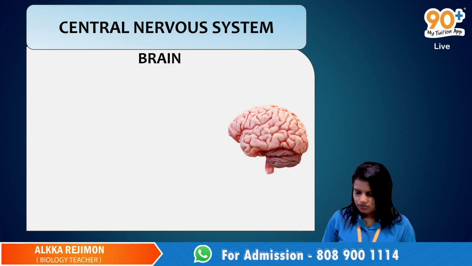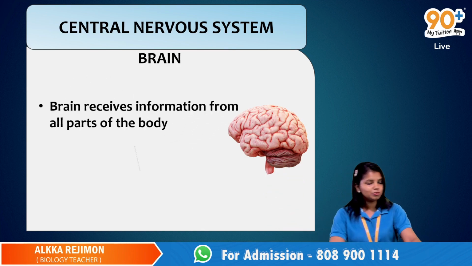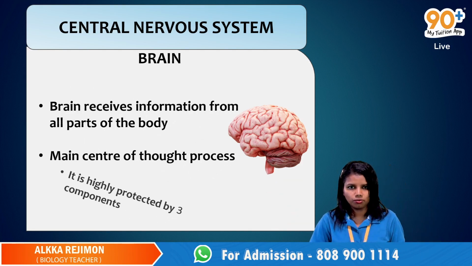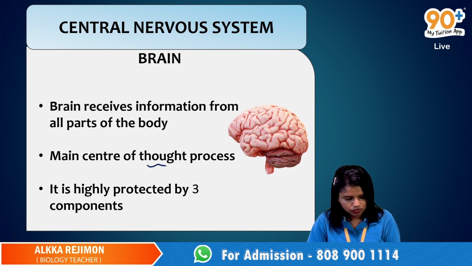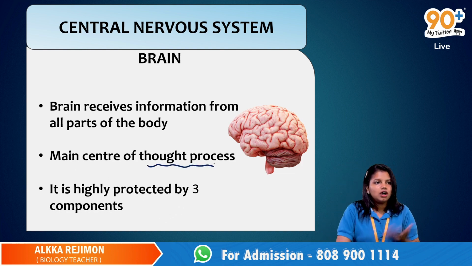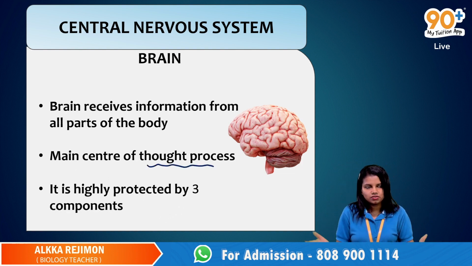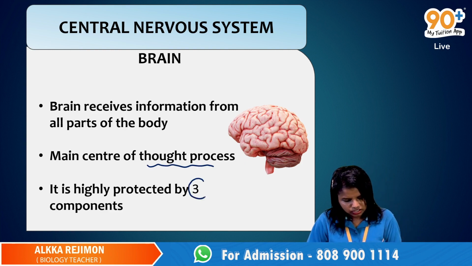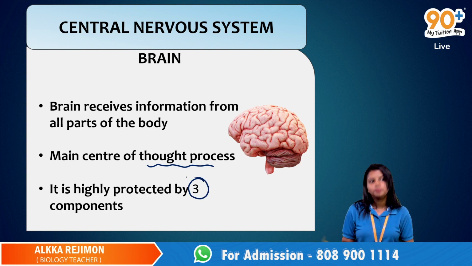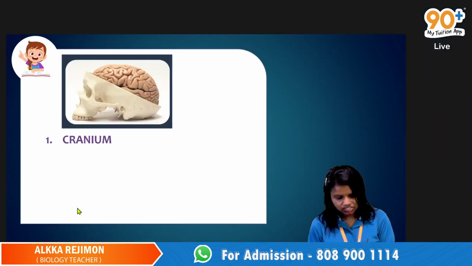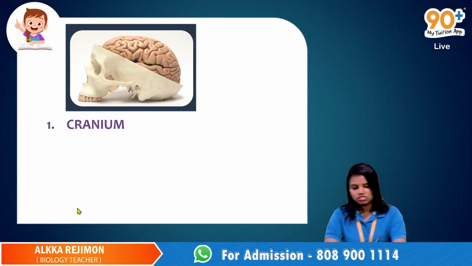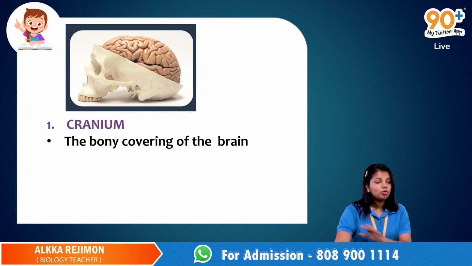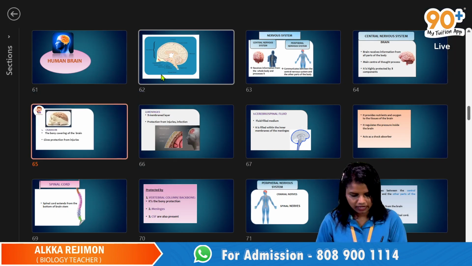Now the central nervous system, which is the first one, includes the brain, and the brain is the part which receives all the information in your body. It is one of the major parts where thought processes are processed, activated and responded to. So this major part needs a lot of protection, and one protection given to the brain is the bony structure, our skull, also called the cranium. The bony covering of the brain is one of the major protections.